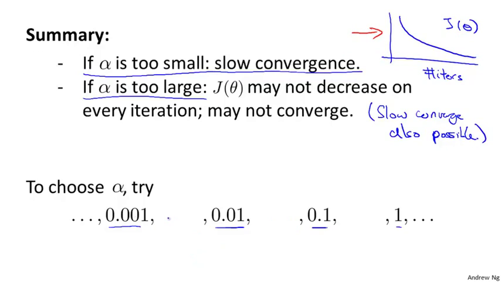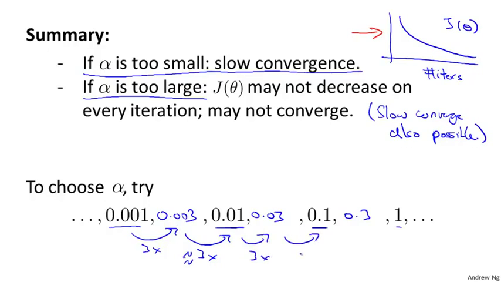What I actually do is try this range of values, and so on, where this is 0.01. I'll then increase the learning rate threefold to get 0.03, and then this step up is another roughly threefold increase from 0.03 to 0.1, and so these are roughly trying out gradient descent with each value I try being about 3x bigger than the previous value.